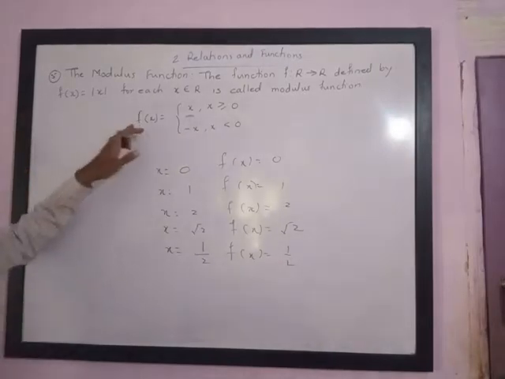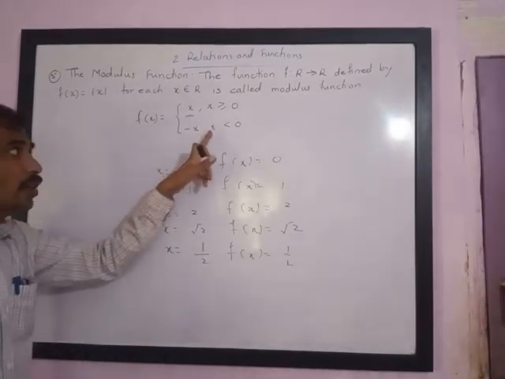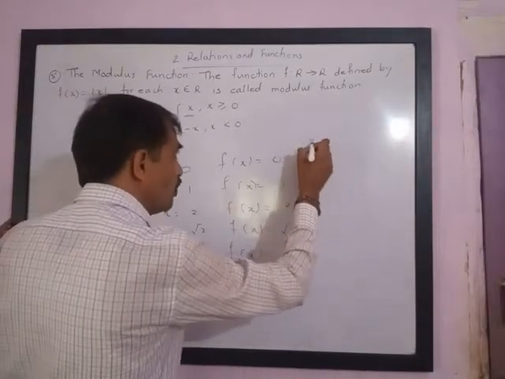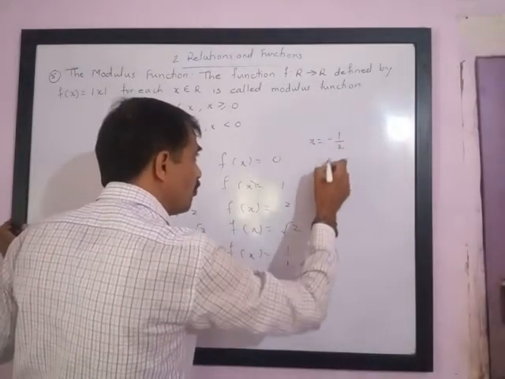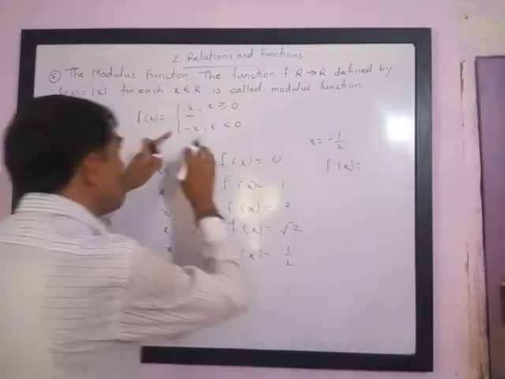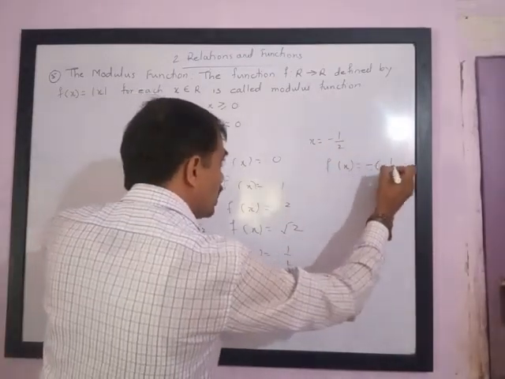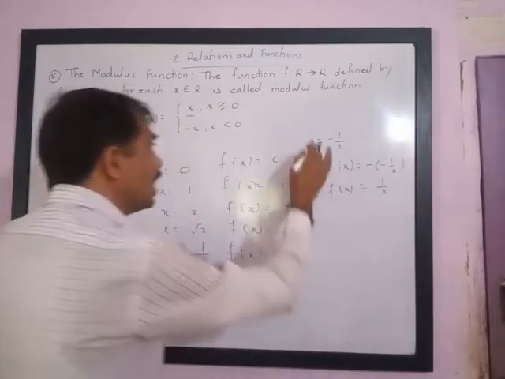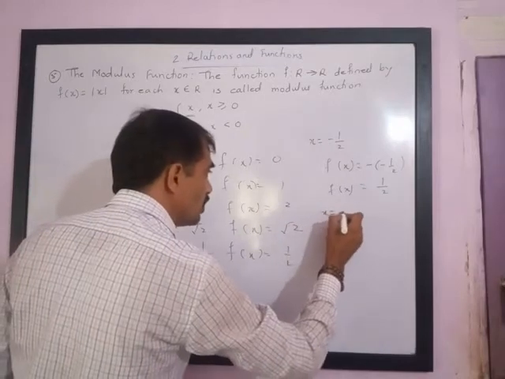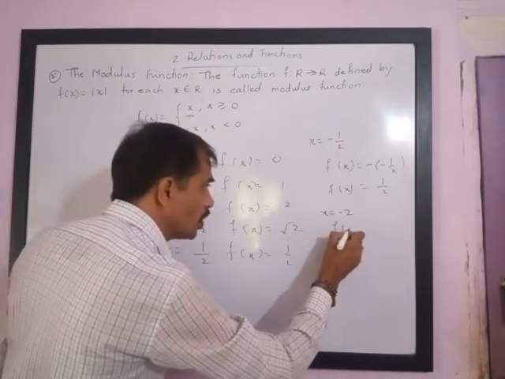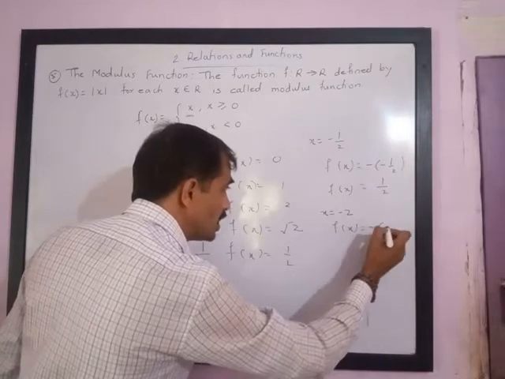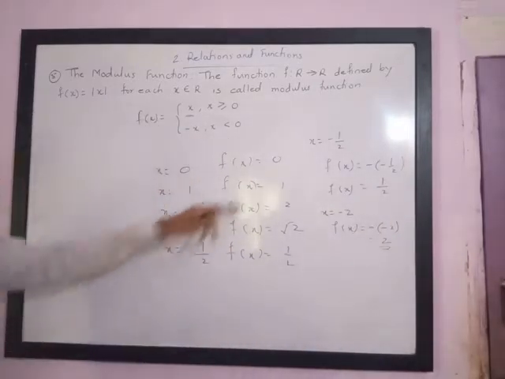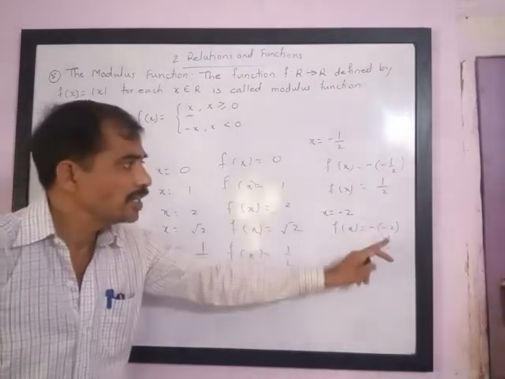The second part is f of x is equal to negative x if x is less than 0. That means if x is equal to minus half, then f of x is equal to minus x, that is minus of minus half, so it will be plus half. Next, if x is equal to minus 2, then f of x is equal to minus of minus 2, that is equal to plus 2. Please note, in all the cases you will notice that f of x is always positive.